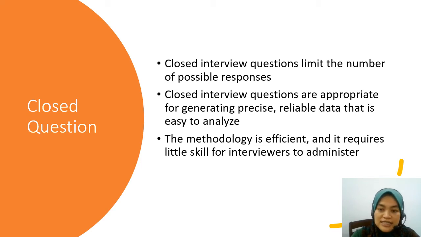The methodology is efficient, and using closed questions, it requires little skill for interviewers to administer. So the administration is not difficult. However, you need to know what kind of closed question you want to ask. It requires little skill, meaning that you are not really requiring the skills needed if you want to ask open-ended questions.